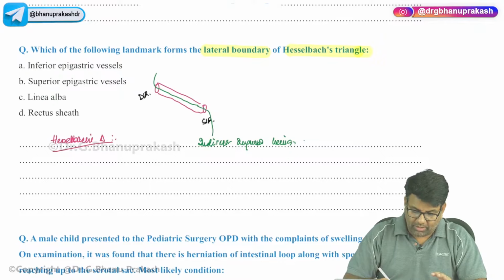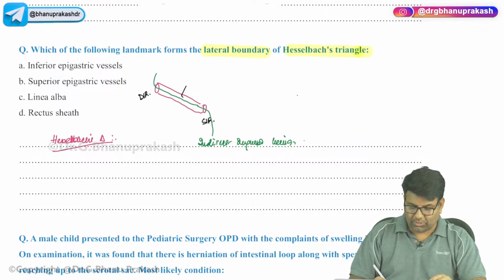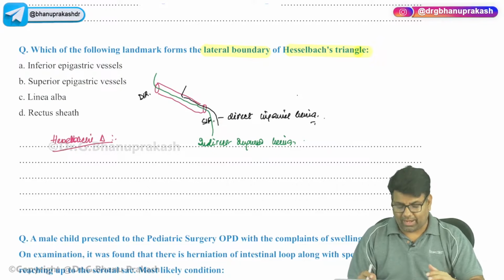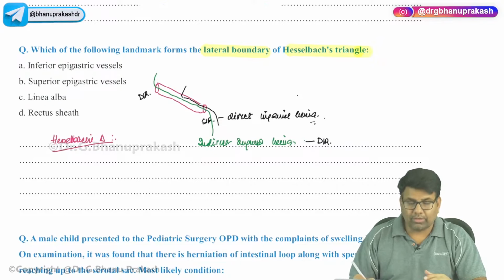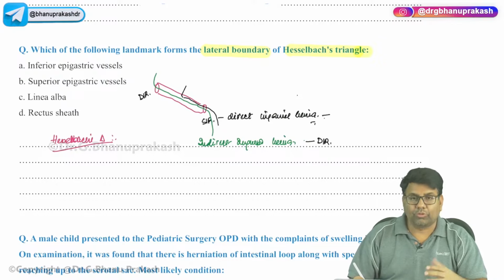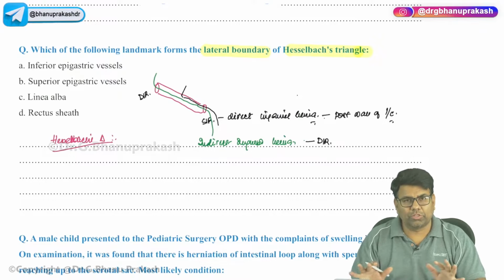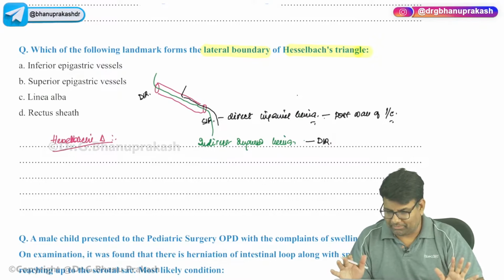But think of a condition where the herniated content enters through the posterior wall, comes into the inguinal canal and comes out through the superficial inguinal ring. So it is getting a direct entry into the inguinal canal, so we call it direct inguinal hernia. Clear? Indirect through the DIR, deep inguinal ring, and direct through the posterior wall. So this picture is clear. What is direct, what is indirect?